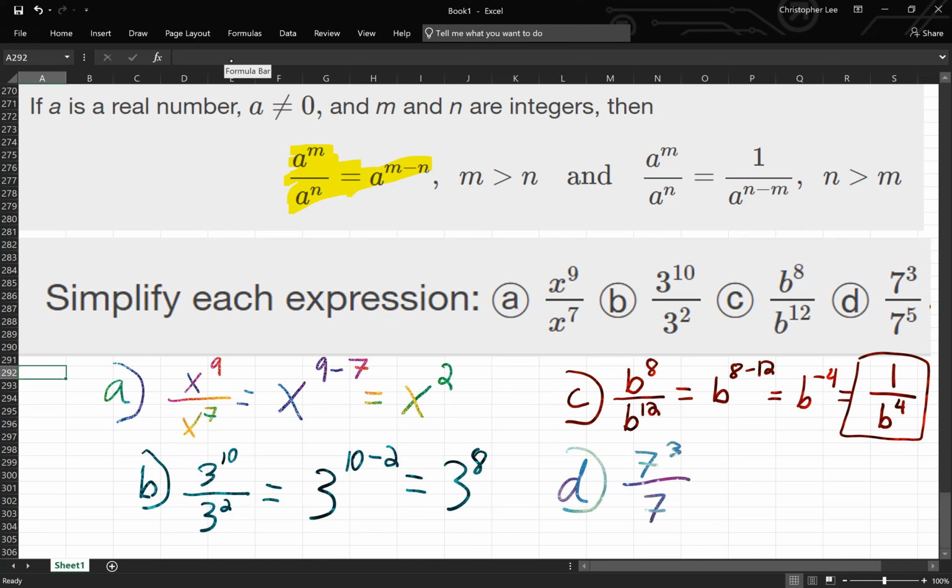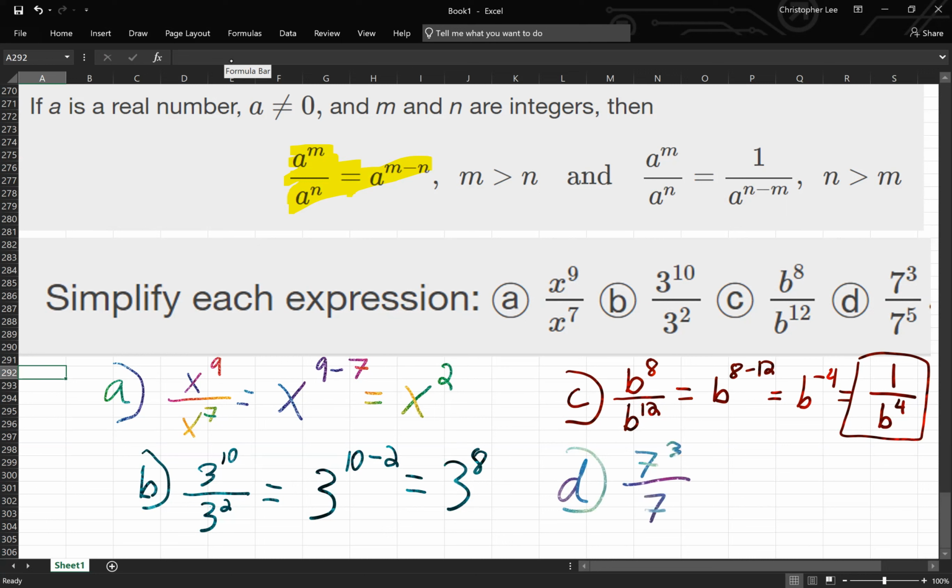Since we understand that, let's look at this. We're going to use the definition of a negative exponent, which is what we spoke about before. A negative exponent throws its base to the denominator over 1.